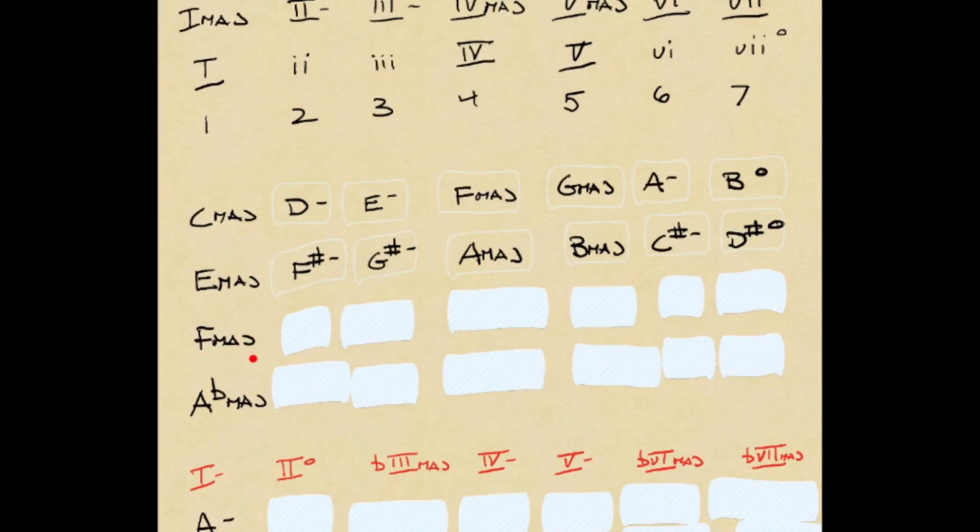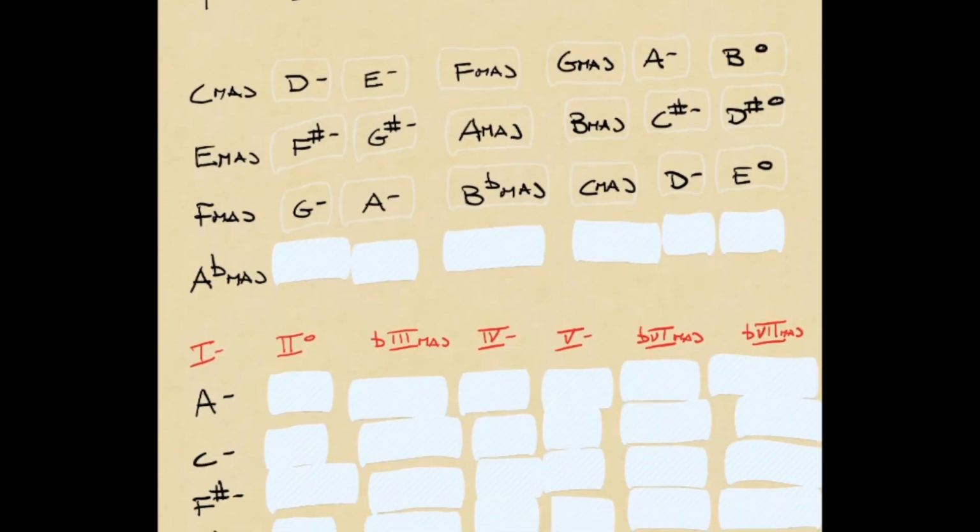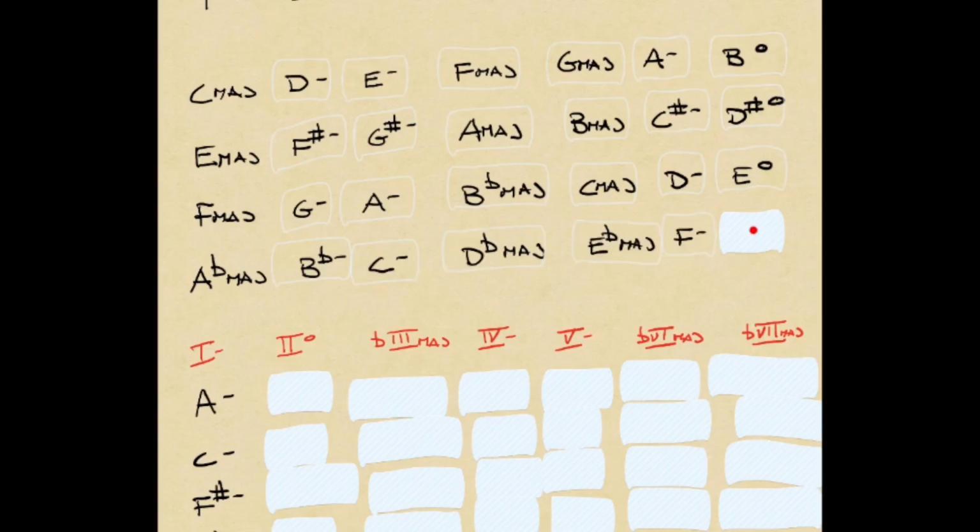Key of F, we know 1 flat is a B flat. So F major is 1, G minor 2, A minor 3, B flat major 4, C major 5, D minor 6, E diminished is 7. Last one, A flat major, 4 flats in the key of A flat. So A flat major is 1, B flat minor 2, C minor 3, D flat major 4, E flat major 5, F minor, and G diminished.